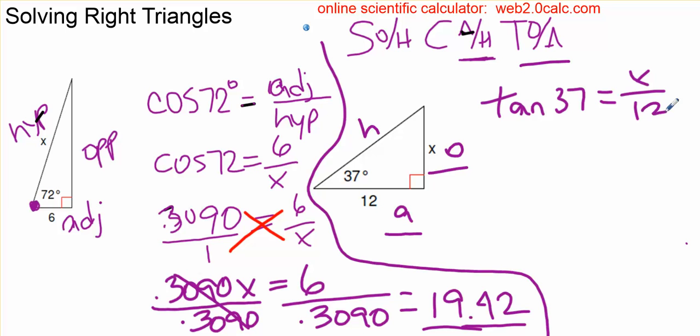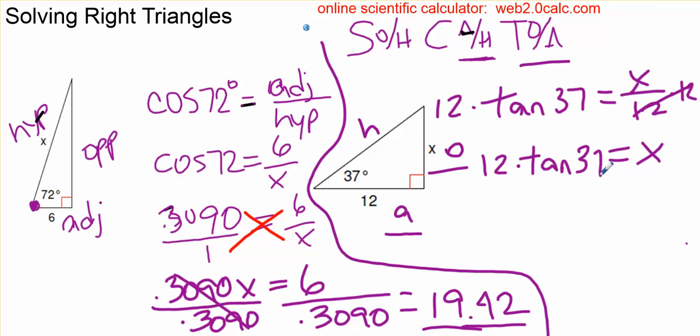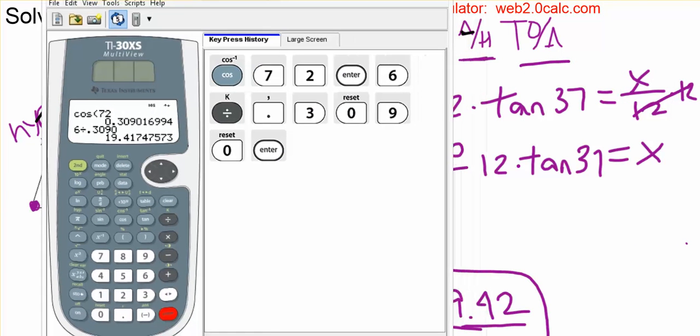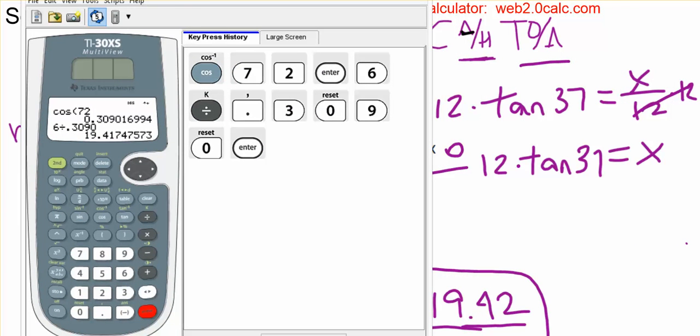Now these are the easy kind, because when the number's on the bottom, we can just multiply both sides by 12. Okay, so we're going to get x equals 12 times the tangent of 37. And I'm going to show you a quicker way to do this in the calculator, instead of converting the angle first every time. So let me pull the calculator over to this side. We actually don't need that viewing screen.